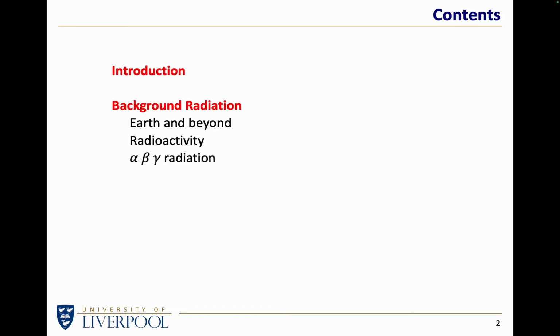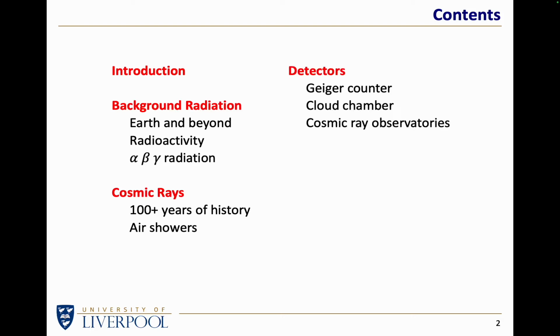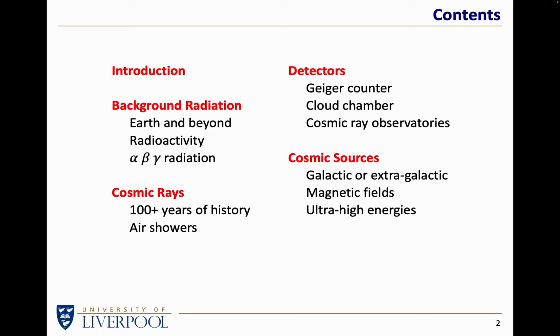So I'll be talking about background radiation and radiation from the Earth before talking about cosmic rays, looking at a little bit of history as to how we discovered cosmic rays 100 or so years ago and what we understand about them now. I'll be talking about how we detect cosmic rays. We have a couple of detectors here on the bench in front of us. And I'll finish by asking, where do cosmic rays come from? In other words, what are the sources of the particles that we're seeing here on Earth? And then I'll sum up at the end.